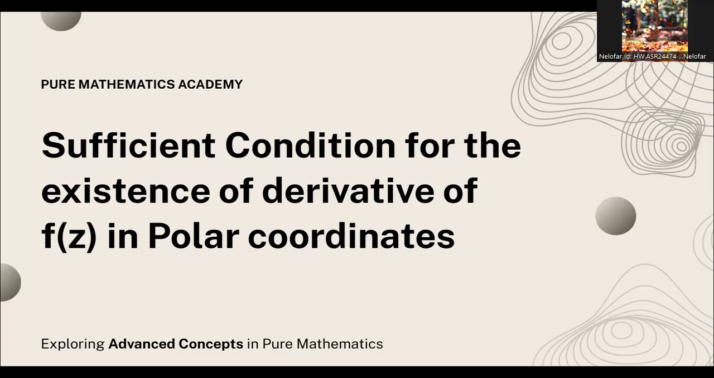Today, we will start with the derivation of the sufficient condition for the existence of the derivative of a complex valued function f of z, in polar coordinates. From the exam point of view, this question may appear like this: derive the CR equations in polar form, or state and prove the sufficient condition for the derivative of f of z to exist in polar coordinates. And thirdly, it may appear as derive f prime of z in polar form.